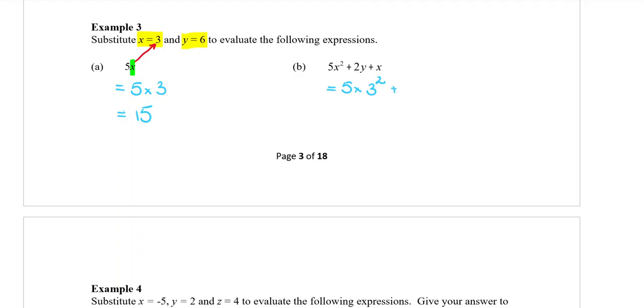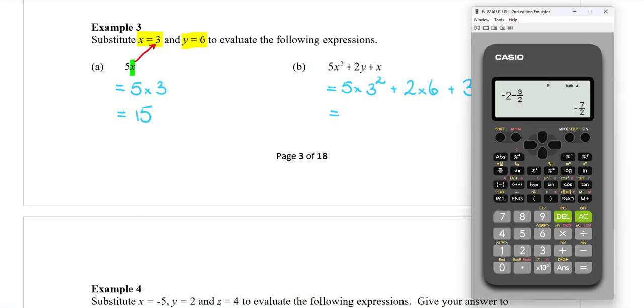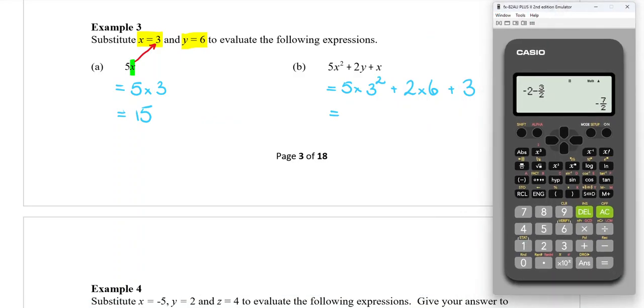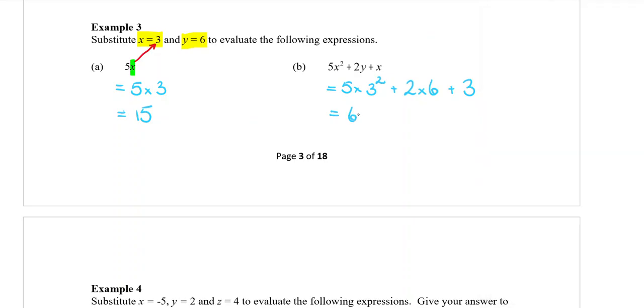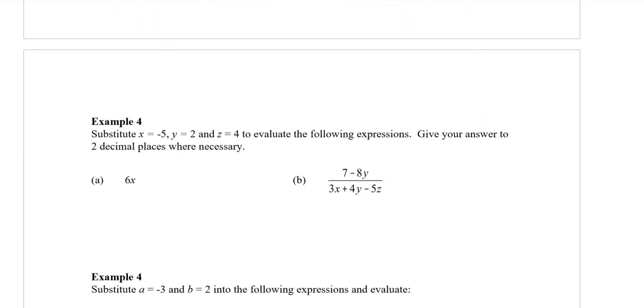Then plus 2y would be 2 times by the number for y, which is 6. And then plus x, and x is 3 again. So you don't need to do order of operations to work that out. If you have a nice big one like that, you just come to your calculator and you type it in. So you go 5 times 3 squared plus 2 times 6 plus 3, and that's equal to 60.